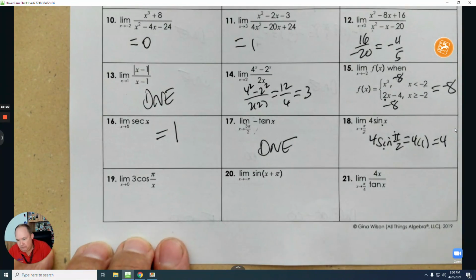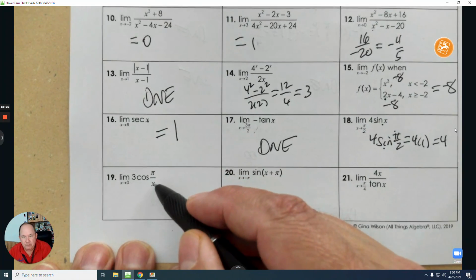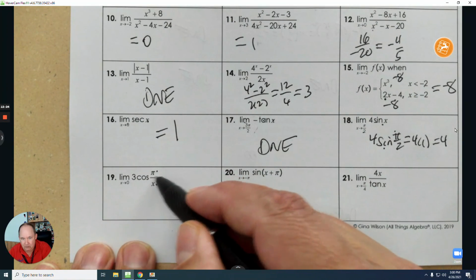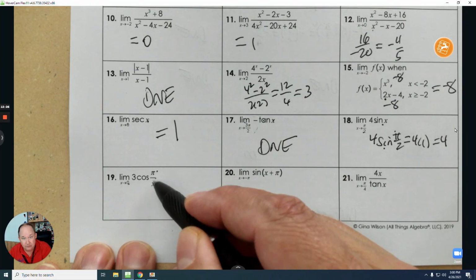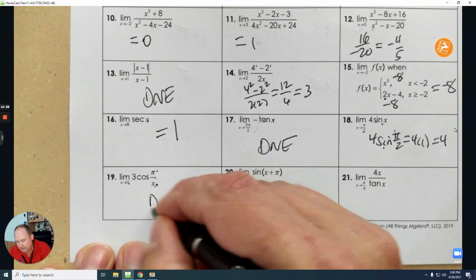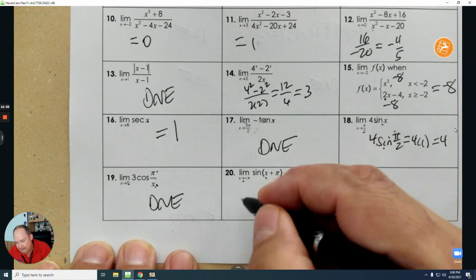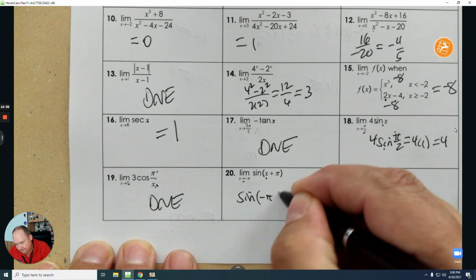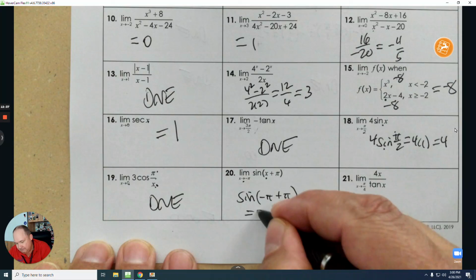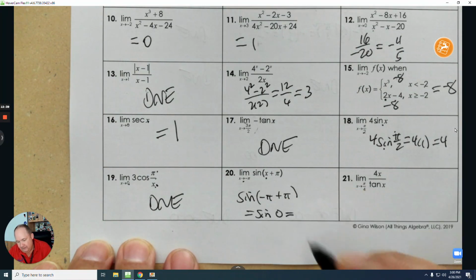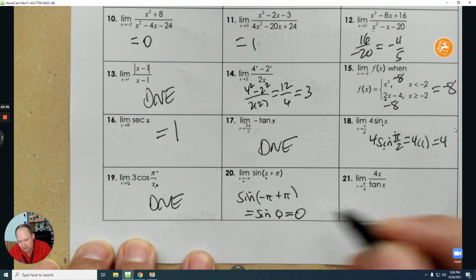A couple more left here. What's the value at 0? If you put this into a graph, pi over x, it's undefined at 0. It's going to oscillate around it, so therefore it doesn't exist. To plug in negative pi, it's continuous. So negative pi plus pi is 0, and the value of sine at 0 is 0.